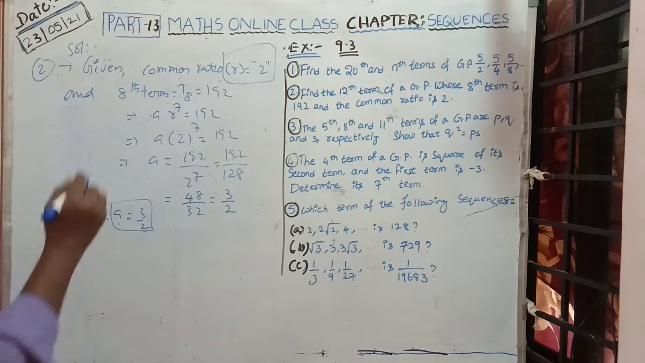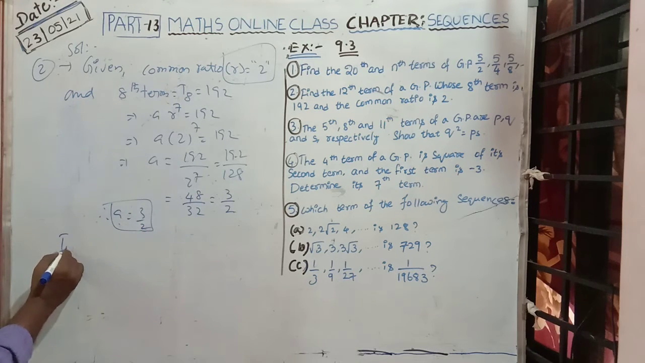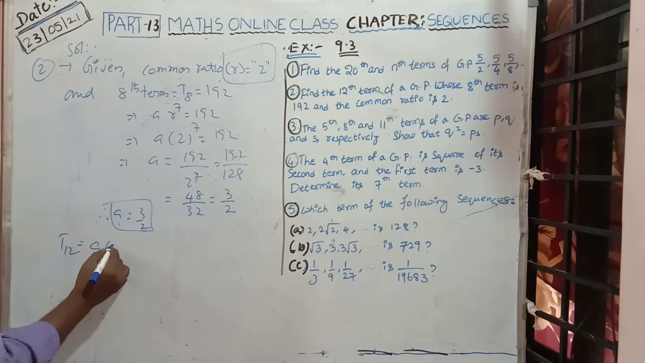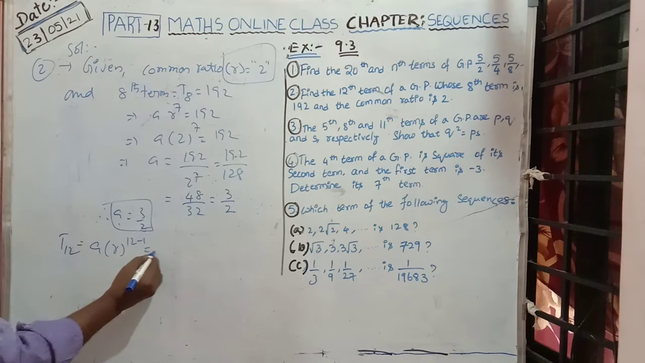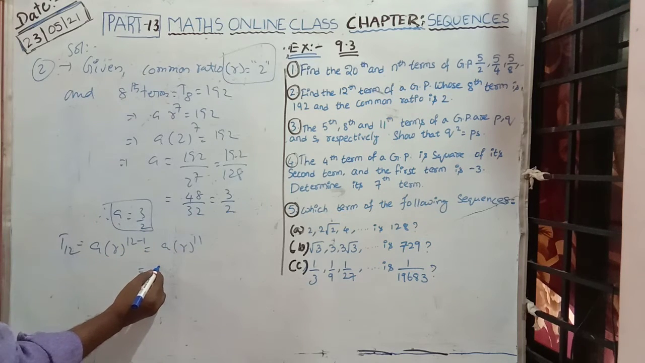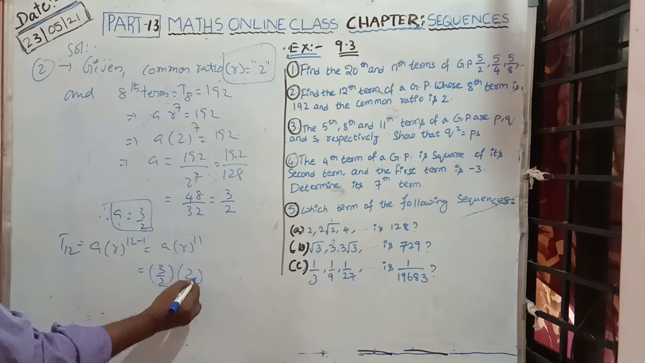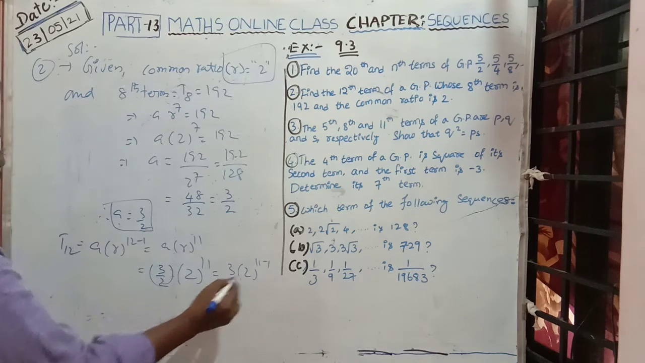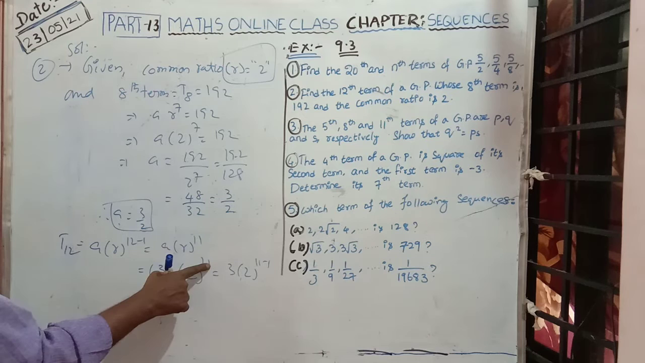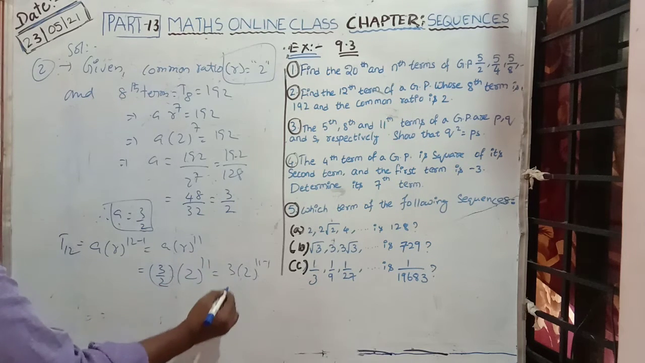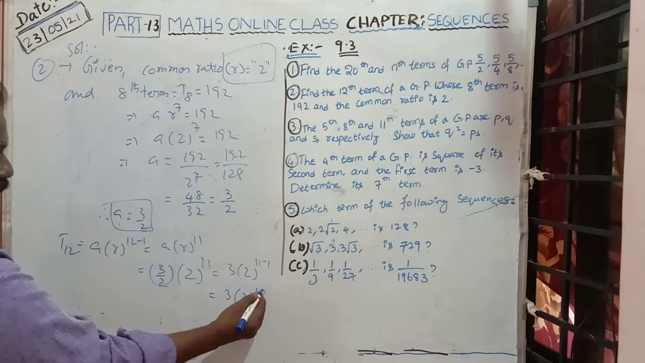But we are asked to find T12, the 12th term. A R power 12 minus 1, A R power 11. What is A? A is 3 by 2, R is 2, power 11. That is 3 into 2 power 11 by 2. That is 3 into 2 power 10.